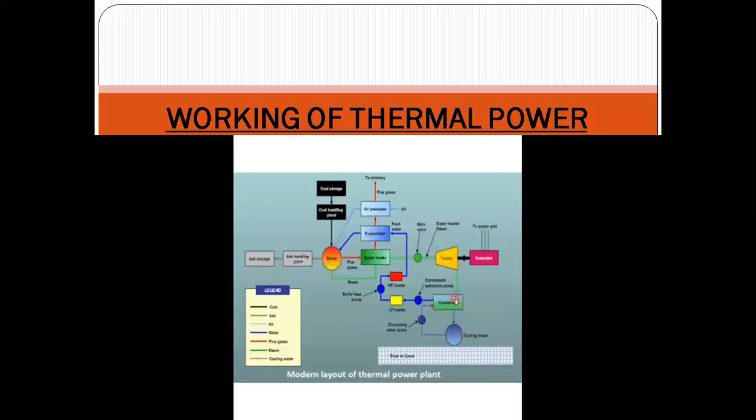Now the steam which is condensed inside the condenser is extracted by the extraction pump, and then it is passed through the LP heater and HP heater. What is the function of the HP heater and LP heater? The LP heater and HP heater increase the temperature of the feed water which comes from the condenser. Both the LP heater and HP heater increase the temperature of the feed water with the help of steam which is extracted from different stages.